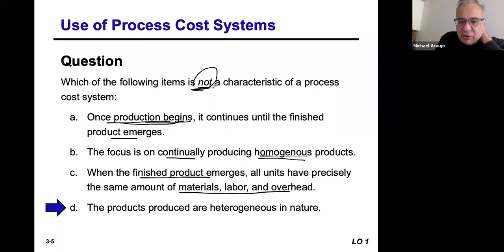What's not true about process cost systems is why D was selected here, because when you're producing different products, it's not going to be a process cost system. It's not going to be used. You're going to most likely use a job order cost system.